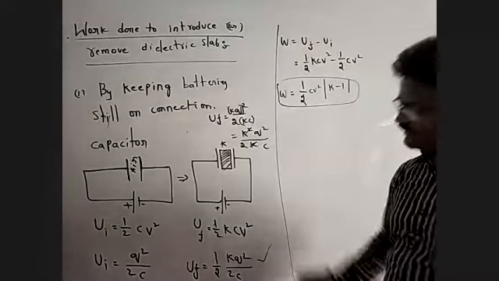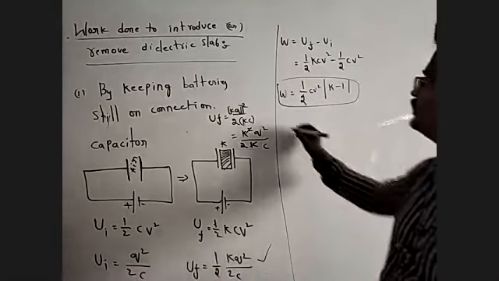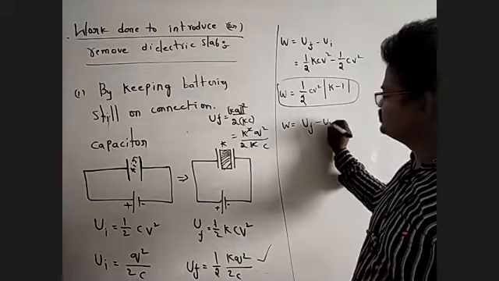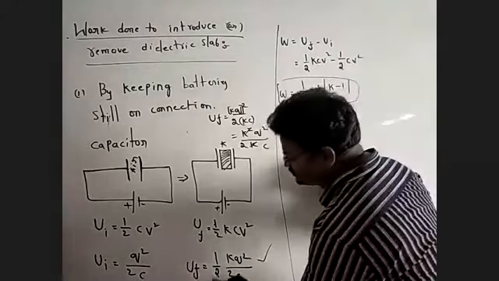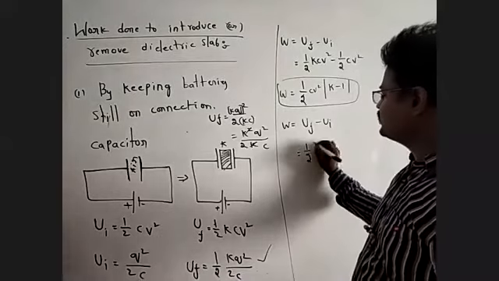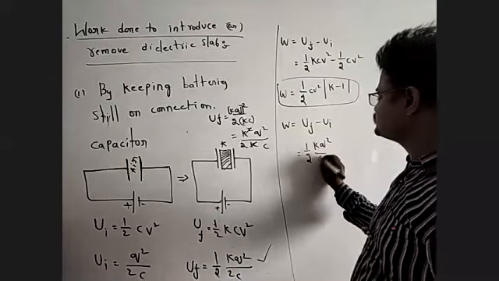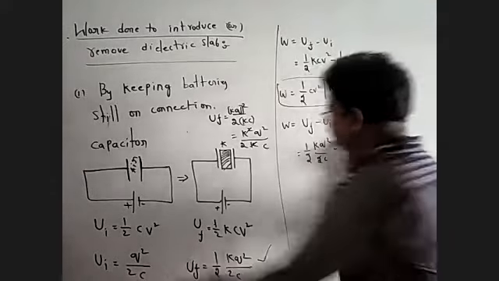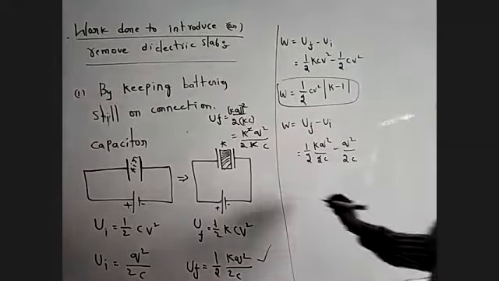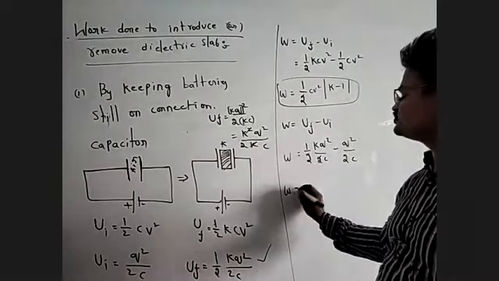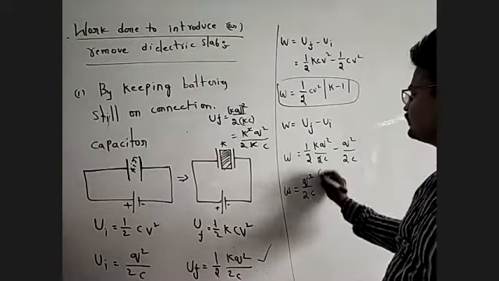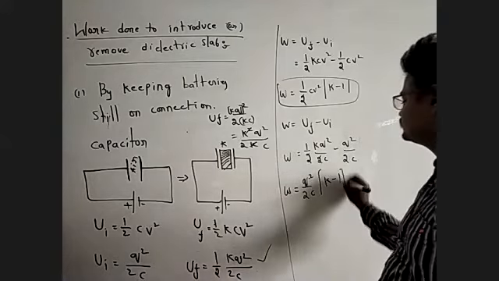Next, I am applying another form. Work done is equal to final energy minus initial energy. Final energy means 1 by 2 K Q squared by 2C, minus initial energy, Q squared by 2C. Taking 1 by 2C Q squared common, we get (K minus 1).